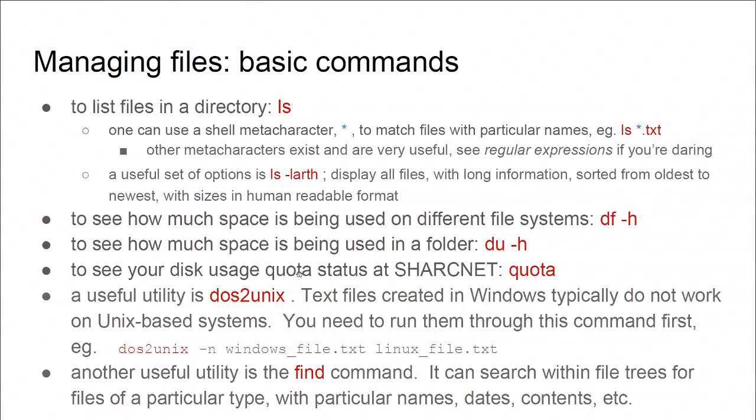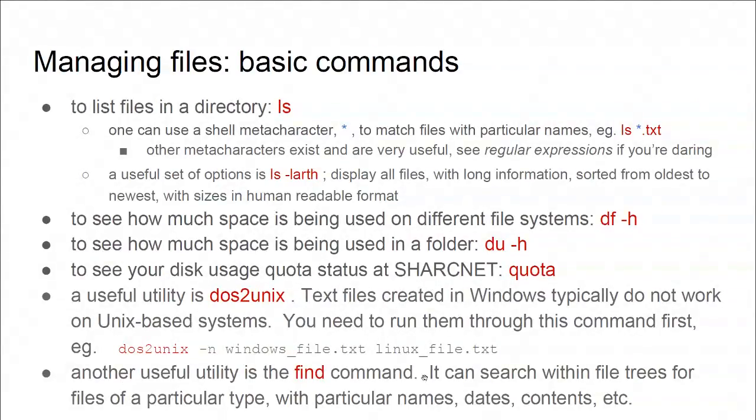A couple of useful utilities. One is the DOS to Unix utility. If you're copying a text file from Windows to a Unix-based system, it won't properly translate carriage returns, so it won't read it in properly when you try to specify it for another program. So you may need to run this DOS to Unix command. You can see the basic syntax is here. So you just specify -n followed by the file you created on Windows, followed by the file you'd like to rename it to on Linux. And then it will actually do the conversion, and the file should work properly in the Unix environment.